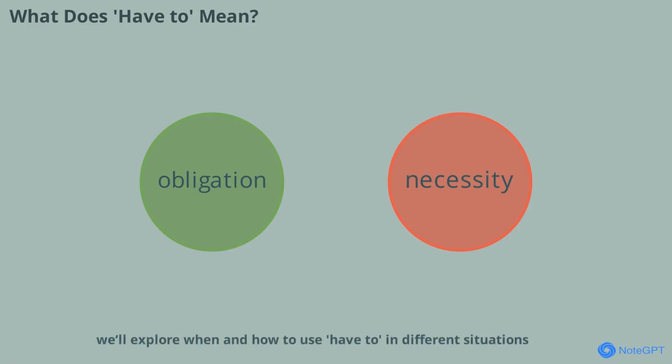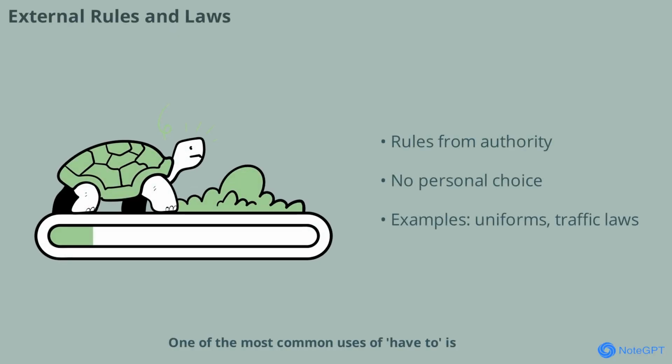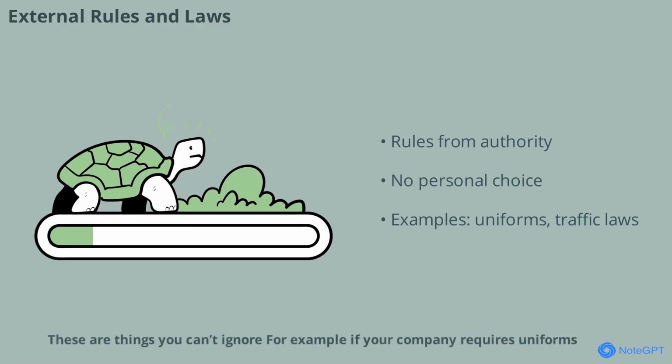Throughout this video, we'll explore when and how to use have to in different situations so you'll always know when something is truly required. One of the most common uses of have to is when you're talking about rules or laws set by someone else. Maybe it's your school, your workplace, or even the government. These are things you can't ignore. For example, if your company requires uniforms, you have to wear one, or when you're driving, you have to stop at a red light. These aren't just suggestions, they're obligations you must follow.